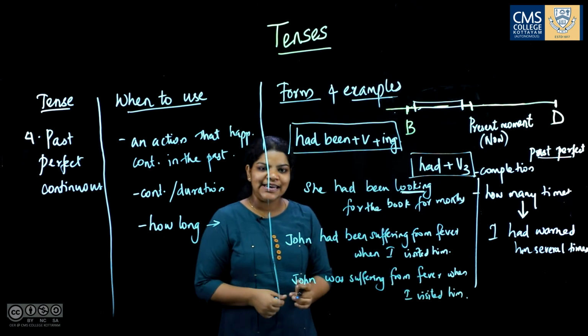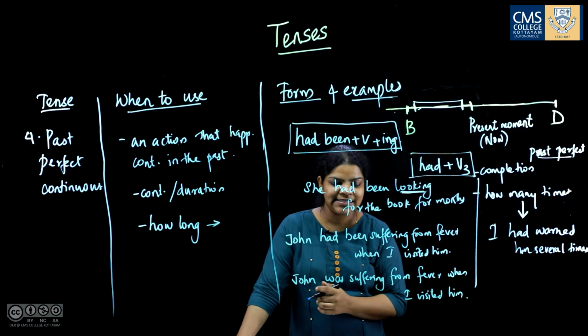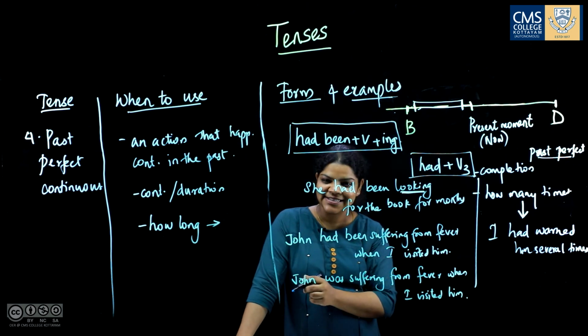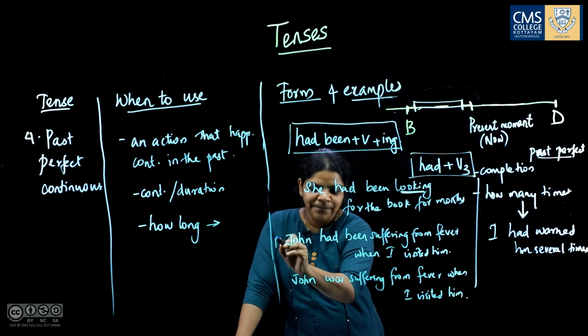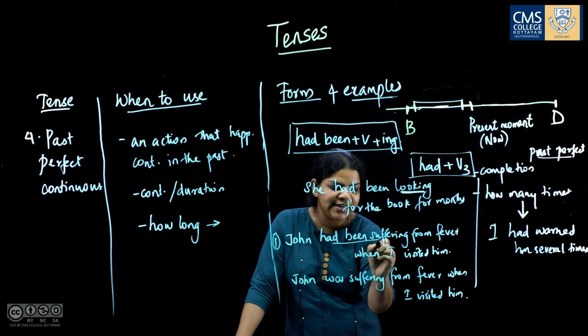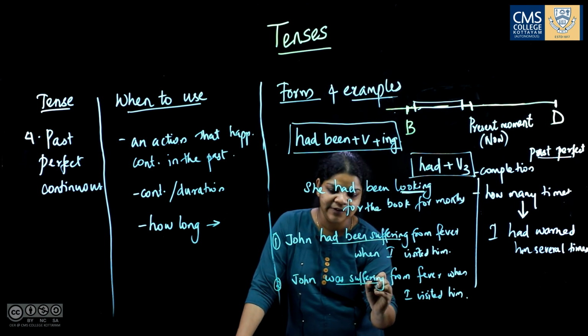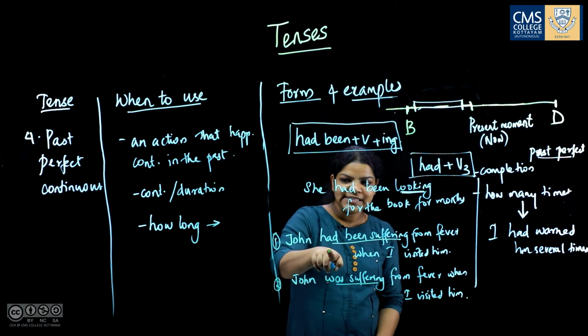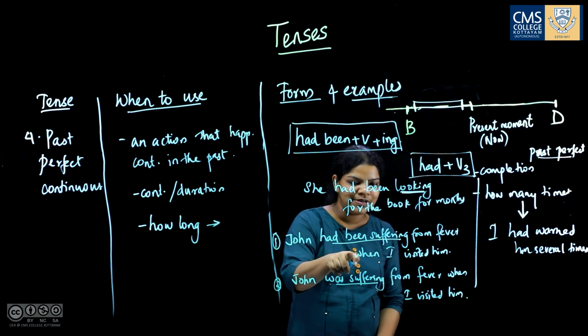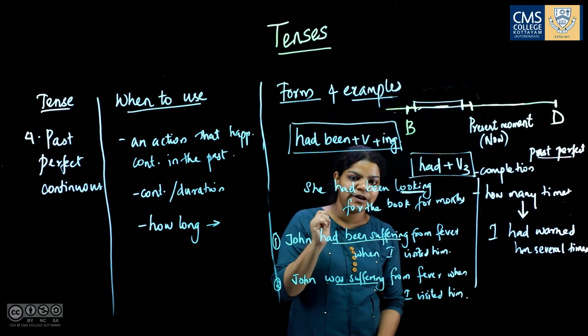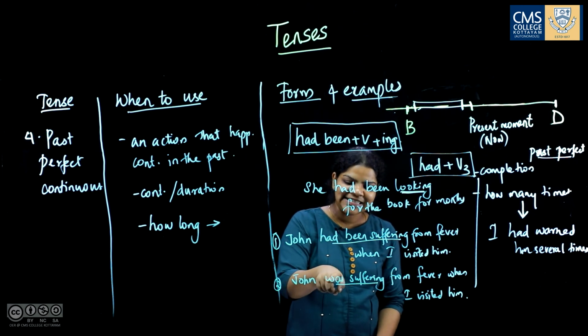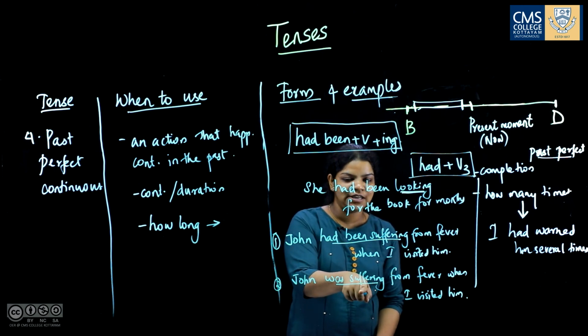Now, in these two sentences, can you identify the tense in which they are used? In the first one, John had been suffering from fever, and in the second one, John was suffering from fever. So the first sentence is in the past perfect continuous tense, and the second sentence is in the past continuous tense.